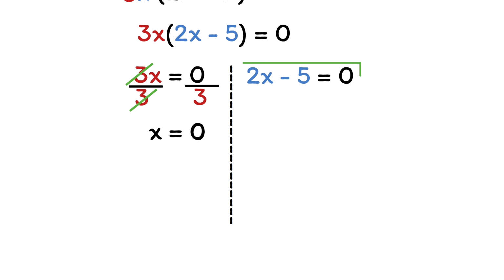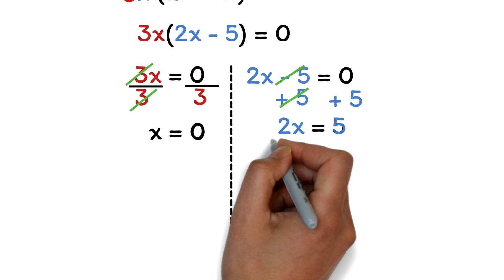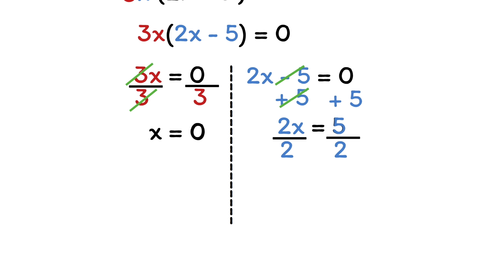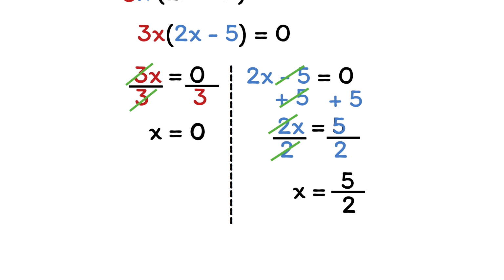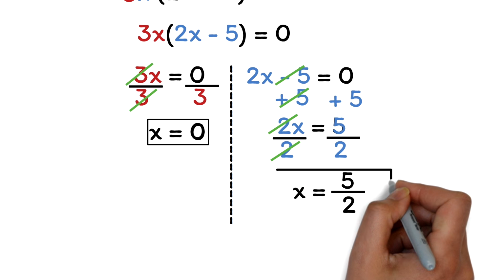For 2x minus 5 equals 0, first, we add 5 to both sides. The 5 cancels out. 0 plus 5 is 5. Next, divide both sides by 2. The 2 cancels out. Since 5 cannot be divided evenly by 2, we leave it as 5 over 2. So x equals 5 over 2. Therefore, our final answers are x equals 0 or x equals 5 over 2.